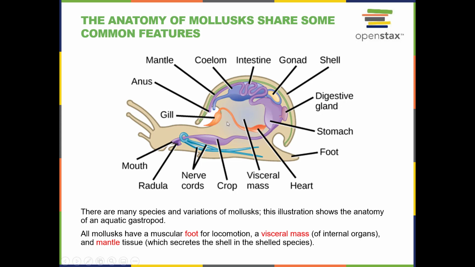You're not going to have to identify all the organs for lecture, but you can see a mouth and an anus. That means that there is a complete digestive system. And then the 3 parts of the mollusks are the foot, the visceral mass, which is the bunch of organs right here, and then the mantle.